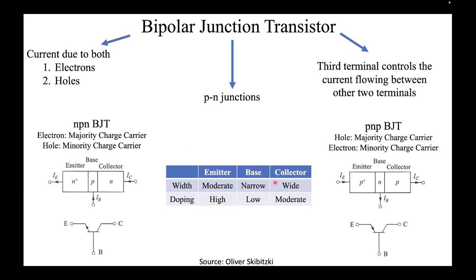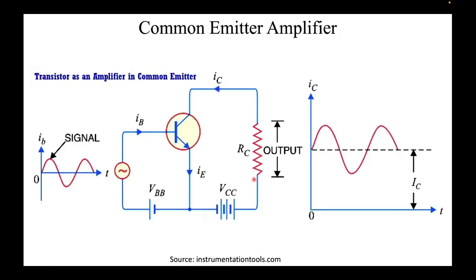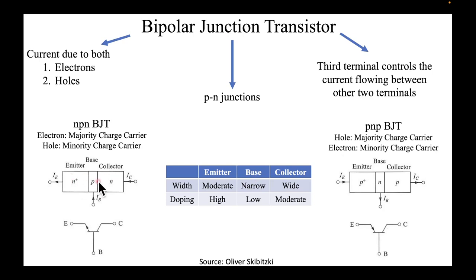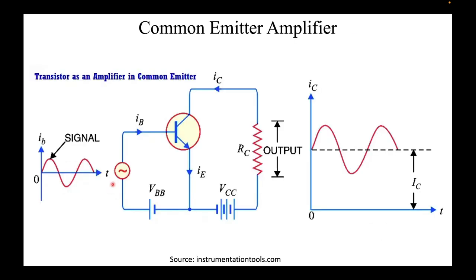Usually the emitter is highly doped, the base is very lightly doped, and the collector is moderately doped. The emitter is of moderate width, and the collector is wide because it needs to collect all the electrons. The base is narrow because we don't want to lose any electrons that are traversing the NPN junction, because electrons have to travel from this direction to this direction, right?